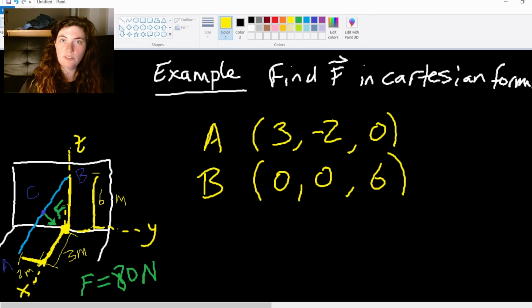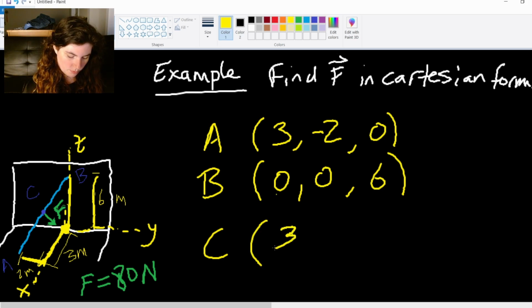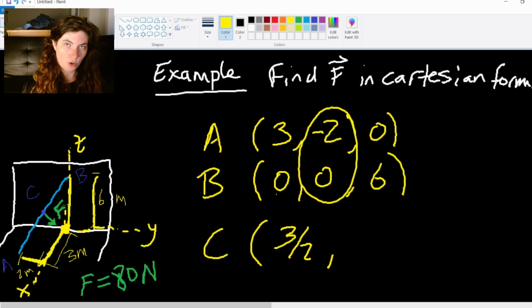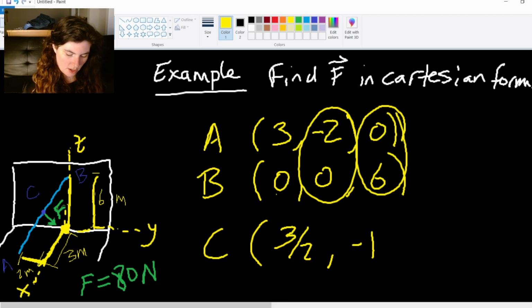You can find it using the vectors, but instead I'm just going to choose to add these 2 points together and divide by 2. That'll give me the midpoint. So my C is that if I add these together, it's 3 over 2. Add these together, negative 2 over 2 is negative 1. Add these together, I get 6 over 2 is 3. So this is where my point C is at.